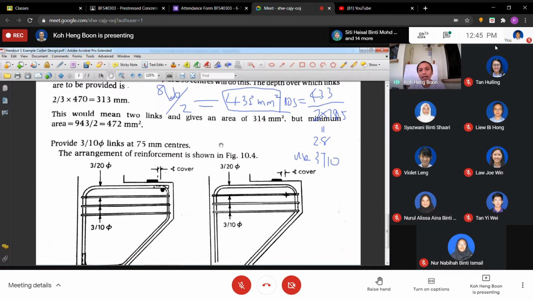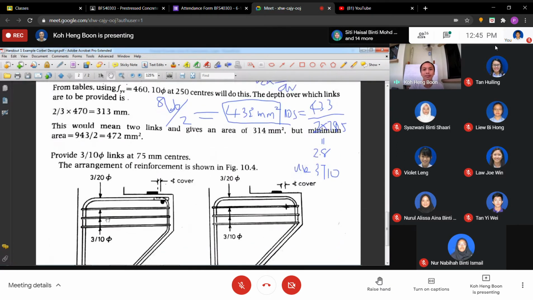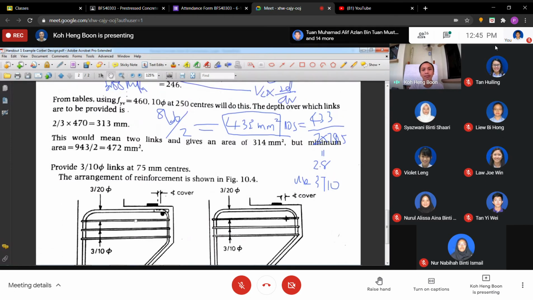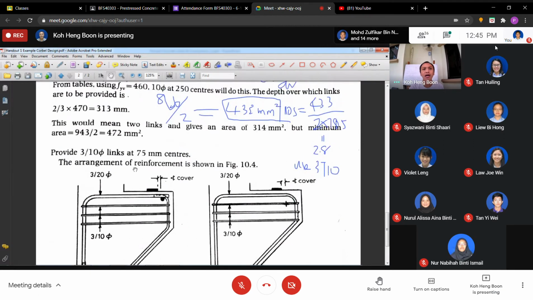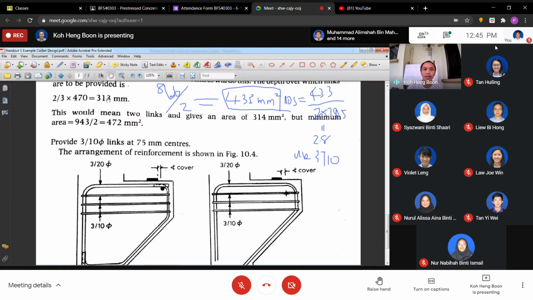Now another one is the spacing. Does the spacing comply or not? This 3T10 needs to be provided in a distance of 2/3 of the D. 2/3 of the D is 313. Okay, 313 from here, from here, from here. So basically the distance of 313 is divided by 3 spacings: 1, 2, 3 spacings.